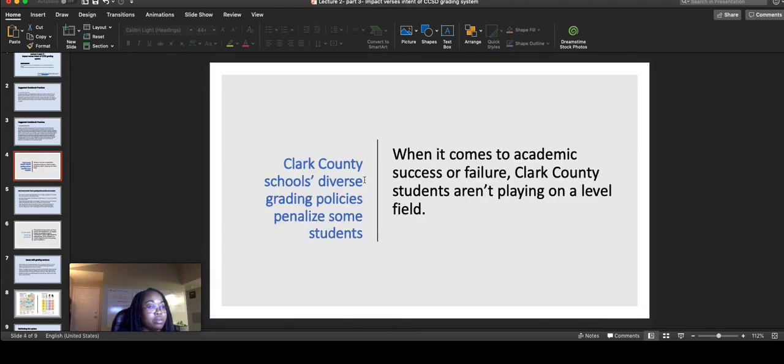And speaking of that, although a lot of the recommendations within the manual for how to input your grades, and also the balanced assessment system and the actual 15 grade fixes, allude to great possibilities for students to achieve and demonstrate mastery on their report cards, there are a lot of diverse grading policies that actually penalize some students.